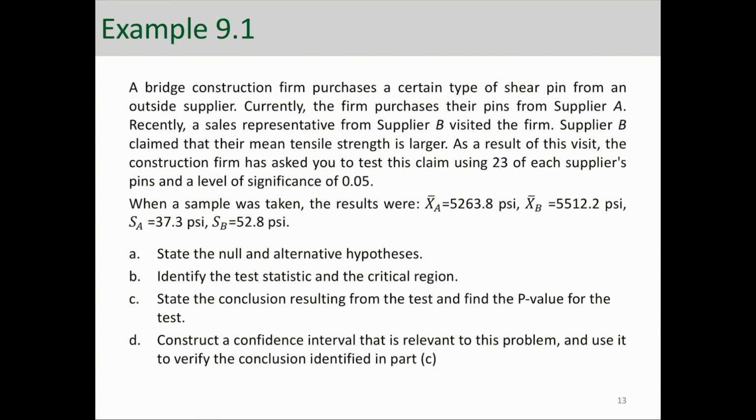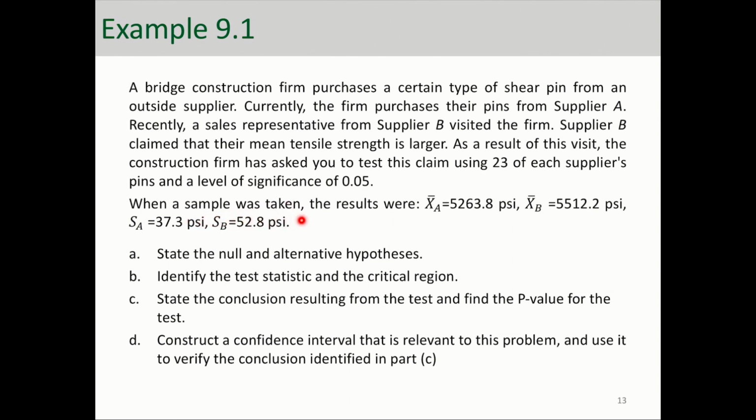In this video, we're going to look at this example that is about two sample hypothesis tests. This one says a bridge construction firm purchases a certain type of shear pin from an outside supplier. Currently, the firm purchases their pins from supplier A. Recently, a sales representative from supplier B visited the firm. Supplier B claimed that their mean tensile strength is larger. As a result of this visit, the construction firm has asked to test this claim using 23 of each supplier's pins and a level of significance of 0.05.